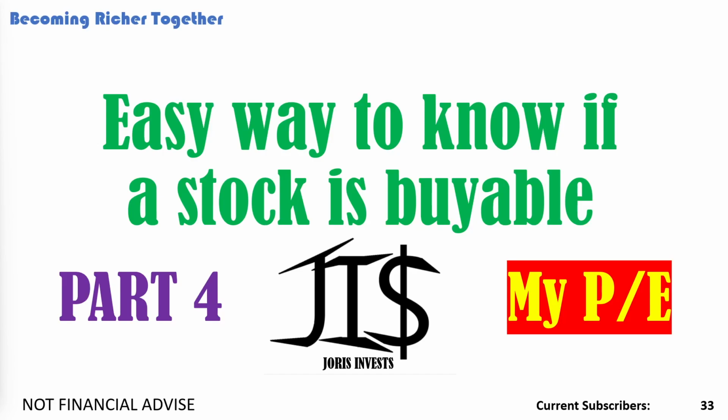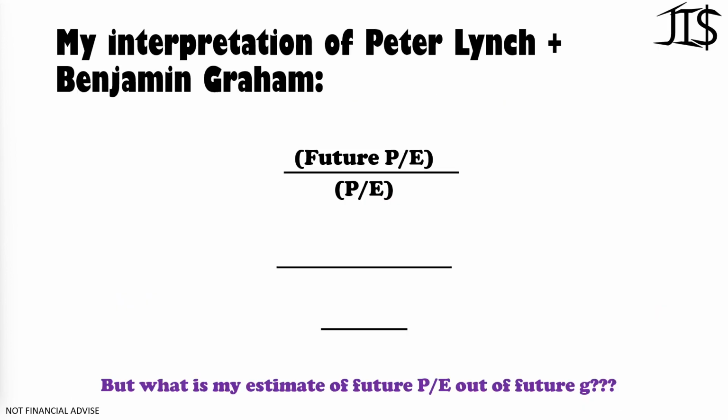My name is Joris, and in this fourth part of my series about how to evaluate a stock, I'm going to give my future PE valuations for my estimates of the future growth rate of a company. So as you know from the previous videos, you should go and watch them if you haven't already. I'm giving my interpretation of the formulas of Peter Lynch and Benjamin Graham.